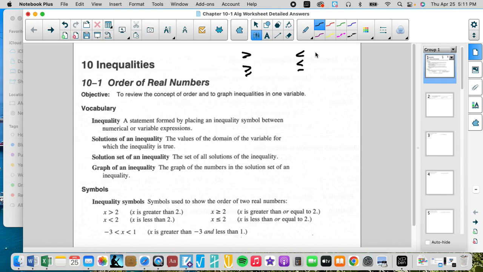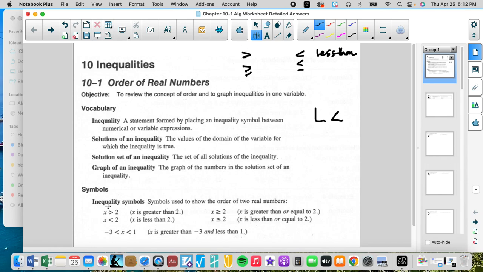The way we remember less than is L looks like the less than sign. So the other one is greater than. When we're equal, we include it. When it's not, we cannot include that boundary.